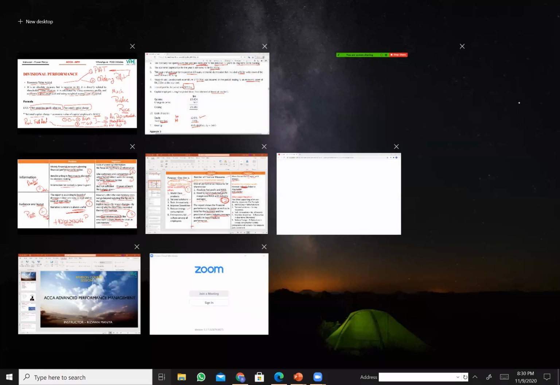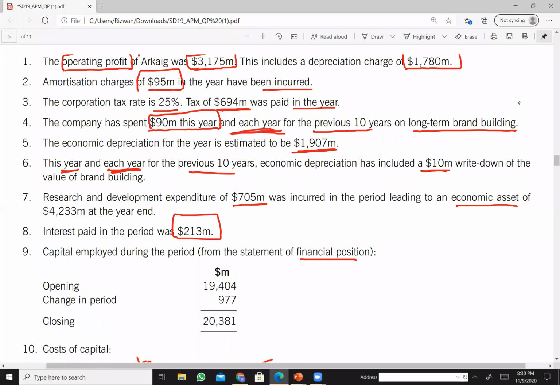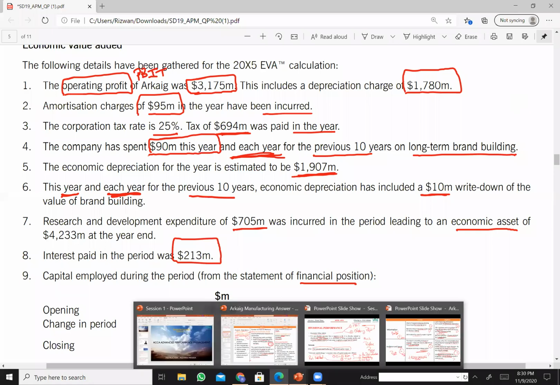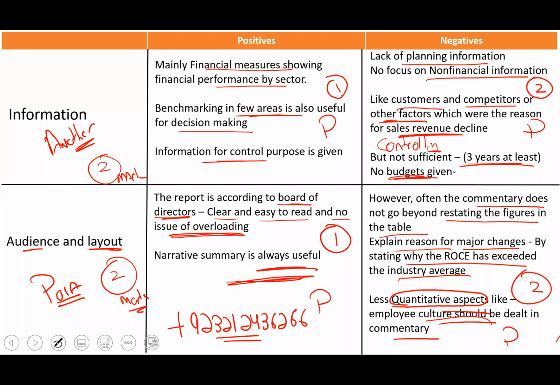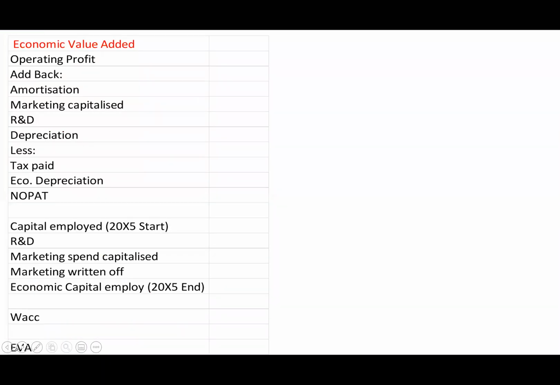So going back to the scenario, here we are. You can see here what is given to us in the question, my consultants. We are given operating profit. So let's start our calculation very quickly. It's 3175. Operating profit is 3175. I will make this piece of cake for you and you will love the answer.